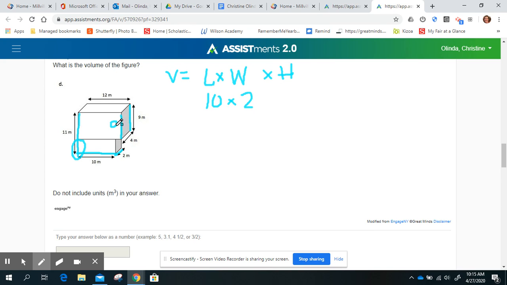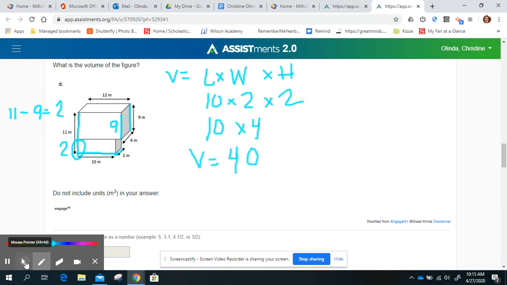So if this line is 9 and the total is 11, so if I know one part and I know the total, I'll need to subtract. The whole thing was 11, and I know that this side is 9, so the missing piece has to be 2. So this length right here has to be 2 meters. So my height will be 2. So it'll be 10 times 4, and the volume will be 40 for my bottom shape.